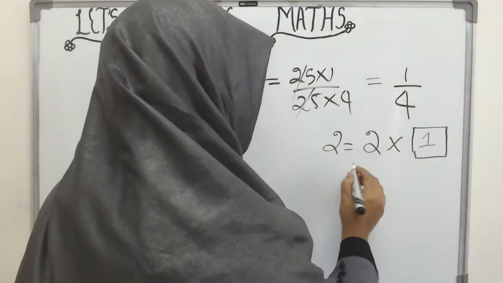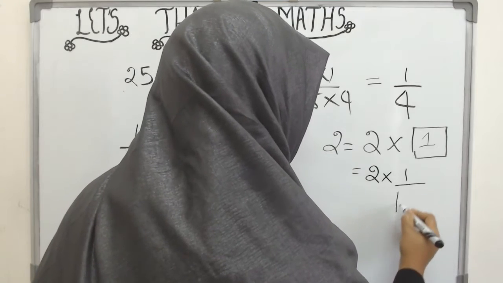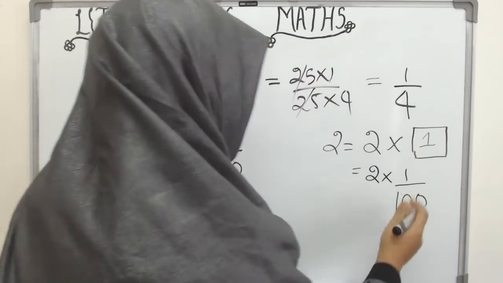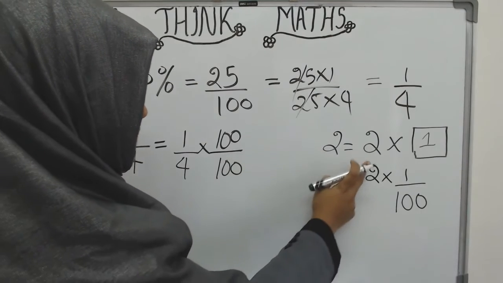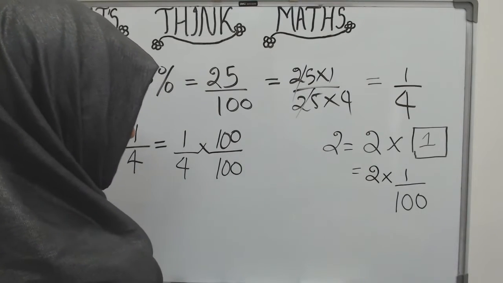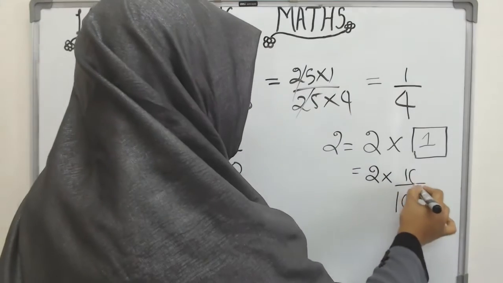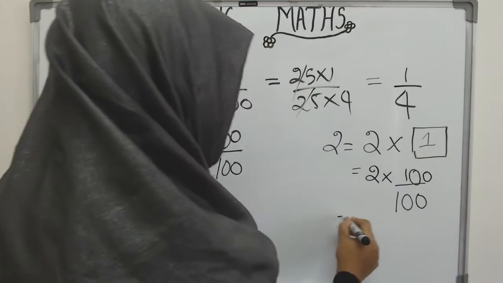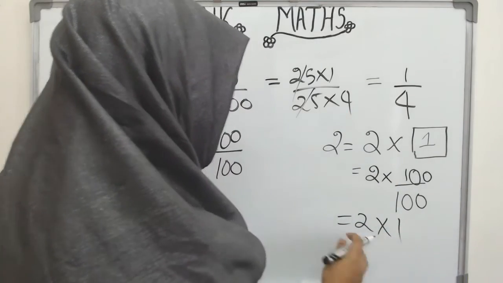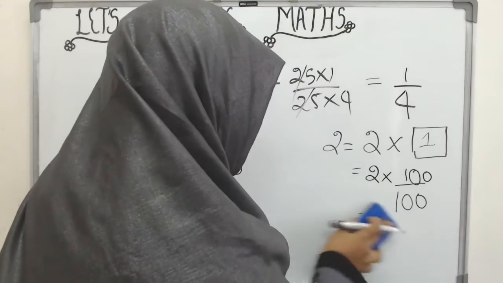Now, suppose for some reason with this 2, I want 100 in the denominator. I cannot just put 100 here. Then that would mean 2 is equal to 2 by 100. That would be wrong. How do I balance it? I balance it by writing another 100 here. Now, what is 100 by 100? It is 1. So this is just another way of writing 2 into 1. So 2 is equal to 2. Nothing wrong with that.